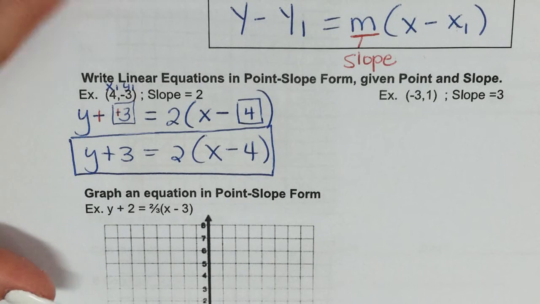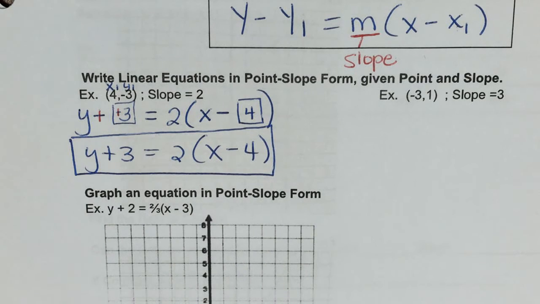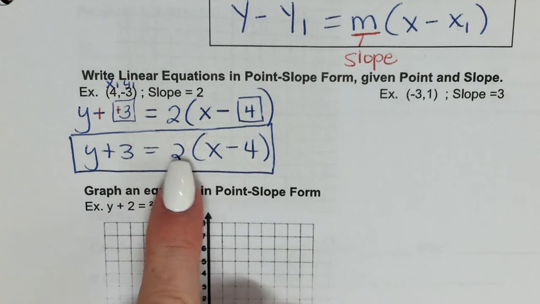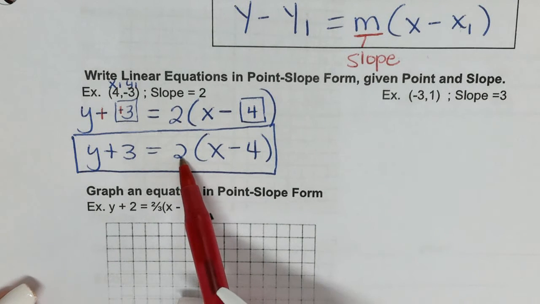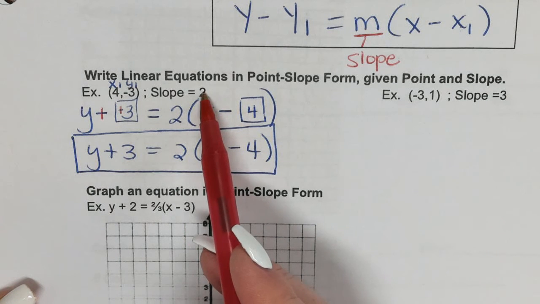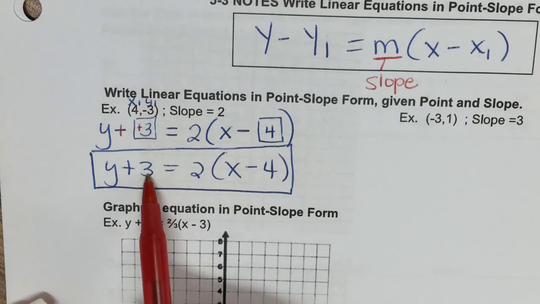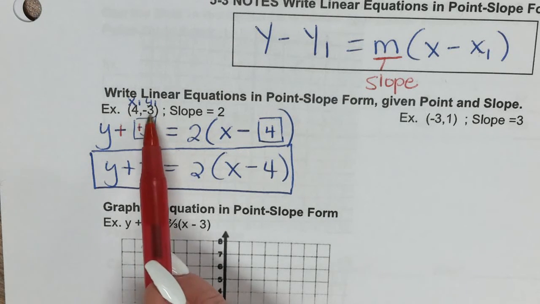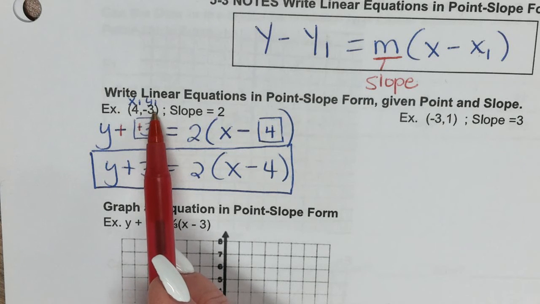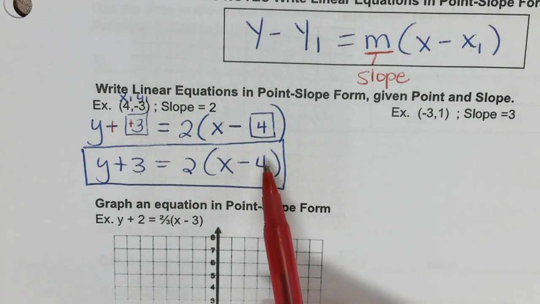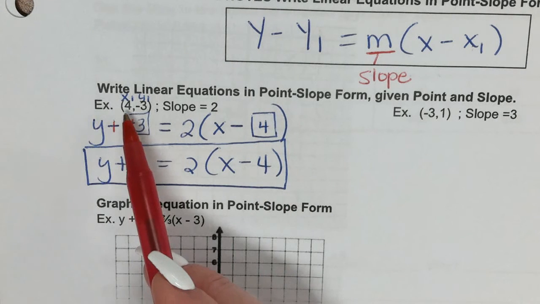Now, let's talk about it. In point-slope form, this number is the what? The slope. Is that what we have right here? In point-slope form, this number is the y, but it's the opposite. Yes or no? So what's the opposite of 3? Is the y up here negative 3? All right, in point slope form, this number is the x, but opposite. Is this the opposite of the x?